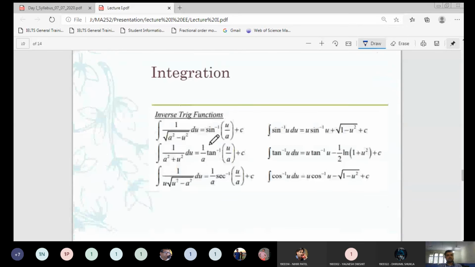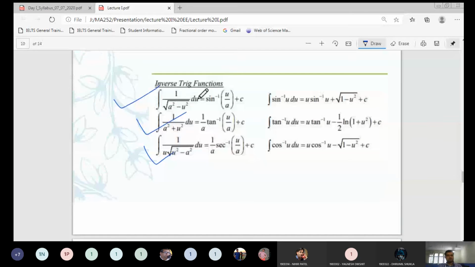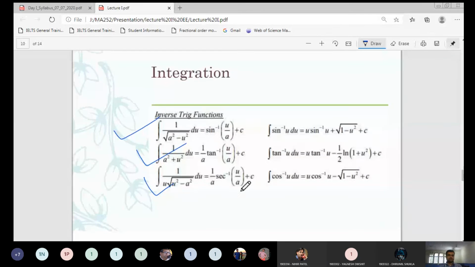Next, inverse trigonometric functions. You can do them very well, so I skip it. Any doubt? No, sir. If you have any problem with inverse trigonometric functions, then you can ask me.